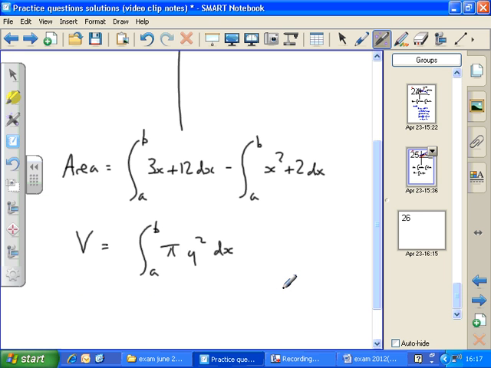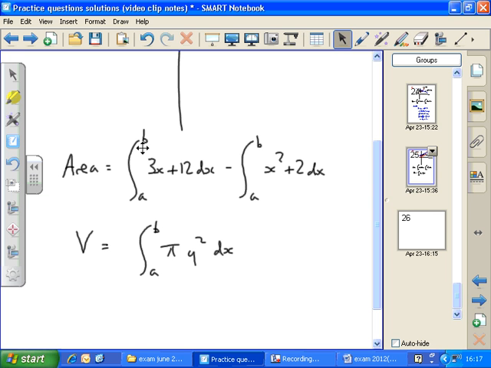So the first thing to do is to find the limits a and b, so we can find the area of the curve. And then once we've got that, we can then use those same limits a and b to find the volume of the curve. We would have to find the volume under the line minus the volume under the other line to do it. So let's have a go and see how we get on.